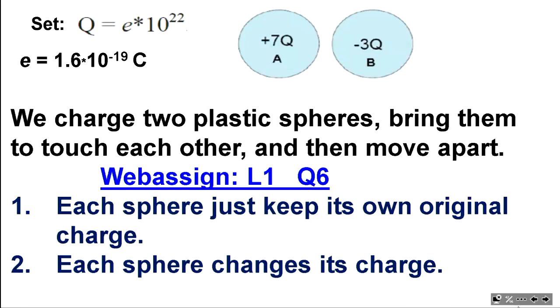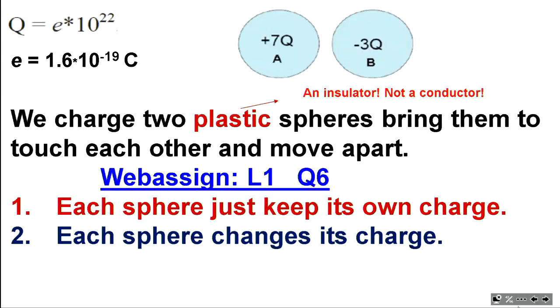The key word: there's one word in the whole sentence which is much more important than all other words. Can you find that word? No. Plastic. What does it tell us? In plastic, charges don't move. That's the difference between a plastic, which is an insulator or dielectric, and an aluminum or steel or copper, which is a metal or conductor. So nothing would really change.